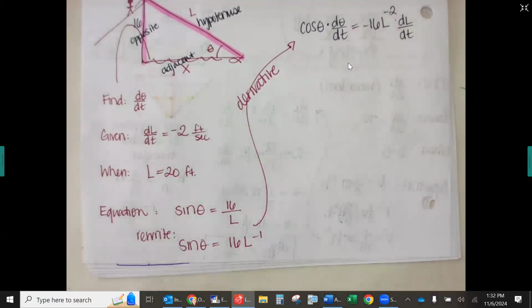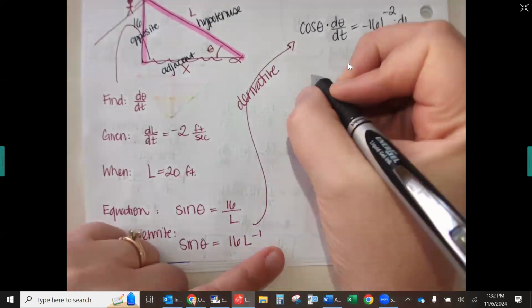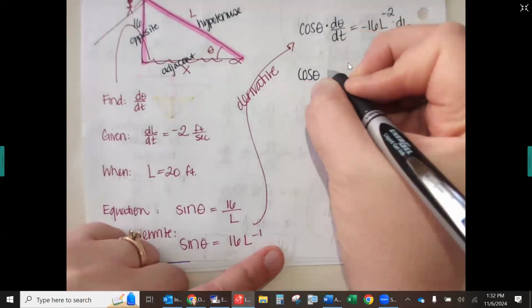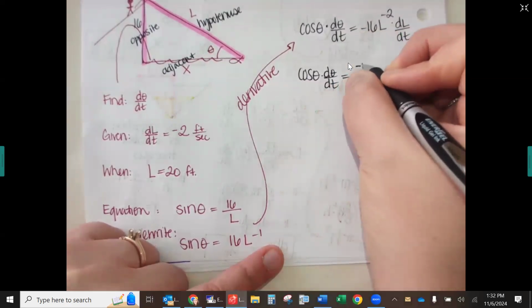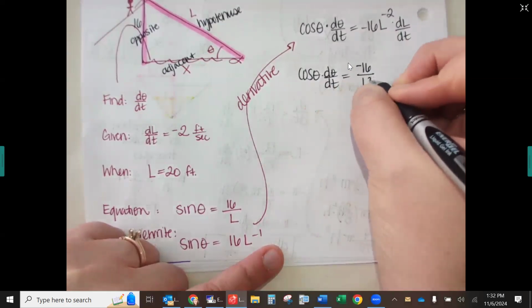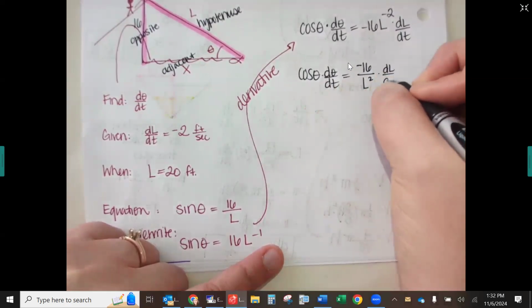Okay, so my negative 1 times is down. I take away one more. That gives me the negative 2, then the dL. Now, before I plug stuff in, I'm going to take my L to the negative 2 and just drop it back into the bottom. So I'm going to have cosine theta d theta dt equals negative 16 over L squared dL.